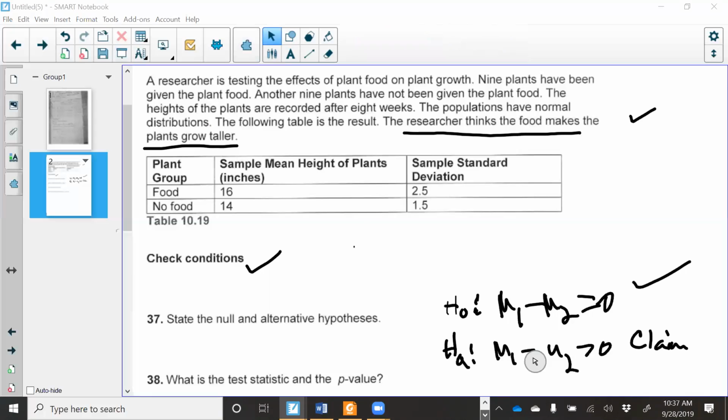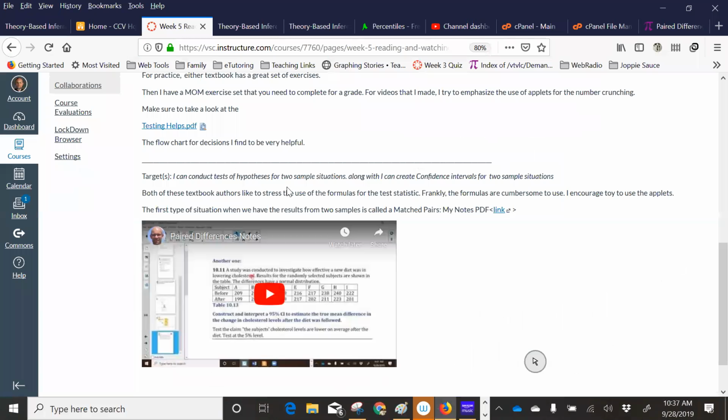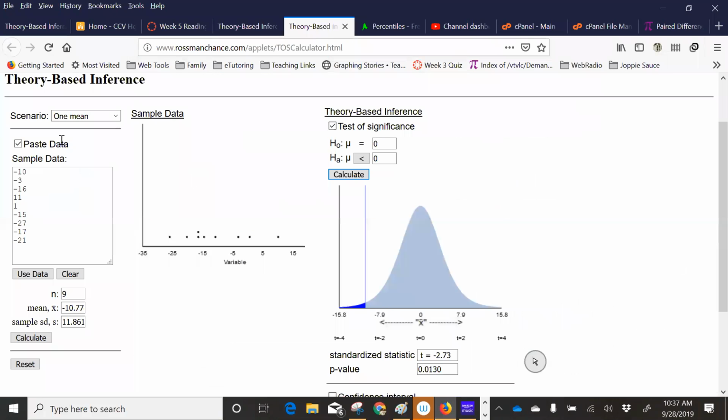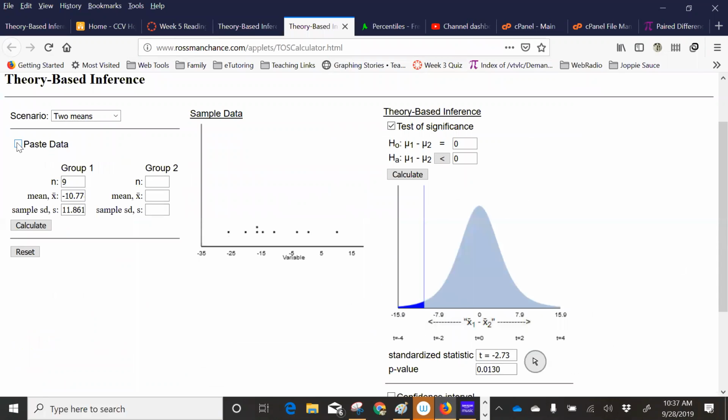So let's see here. I'll show you how to use that applet. The formula for this is a total bear, just so you know. Let's see. Come on, get out of my way, panel. Here we go, theory-based applet. I'm going to select two means because I have two means. I don't have the data. I just have the numbers.